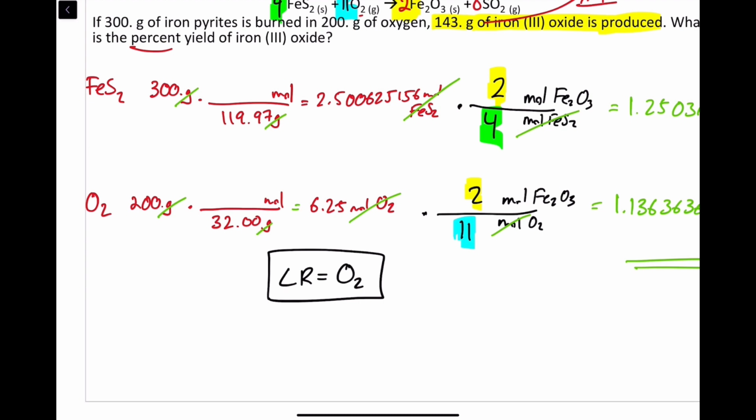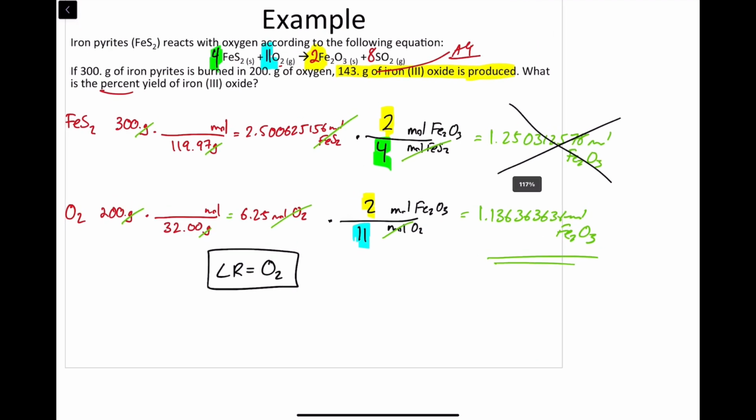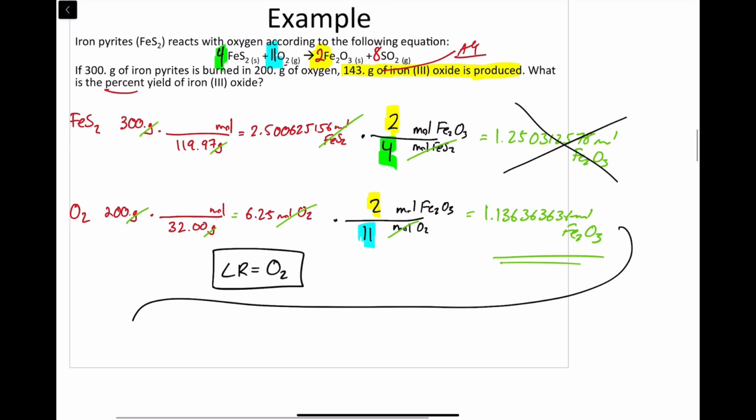Okay, so now that we've discovered what our limiting reagent is going to be, we can cross this out, right? This is just a theoretical calculation that allows us to compare. But once we found the limiting reagent, we don't need this anymore. So I'm going to just rewrite this over here. I'm going to have 1.136363636 mole of Fe2O3. And I need to get it into grams because my actual yield is in grams. So I need my theoretical yield to be in grams so that we can cross out the units.